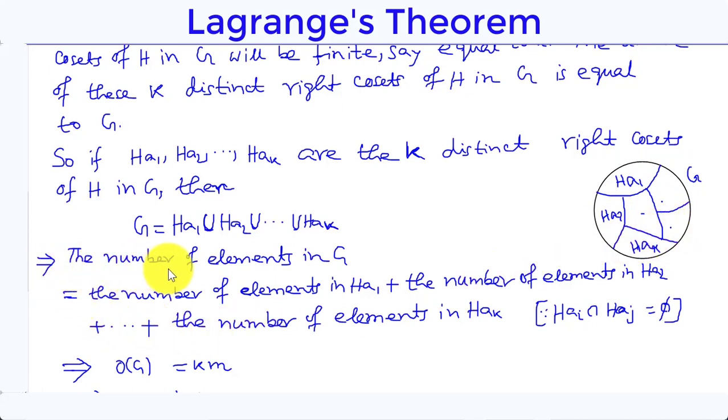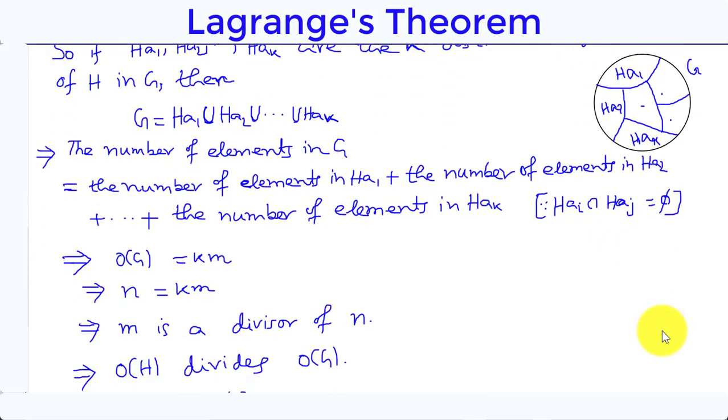This implies that the number of elements in G is equal to the number of elements in Ha1 plus the number of elements in Ha2 plus up to the number of elements in Hak, as Hai and Haj are disjoint, that is, Hai intersection Haj is equal to empty, phi.